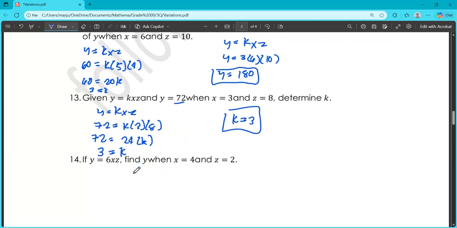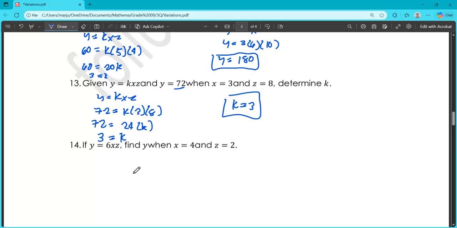14. If y equals 6xz, find y when x equals 4 and z equals 2. So again, it's a simple substitution. y equals, the constant k is 6, x is 4, and then z is 2. So what is this equal to? This is just 6 times 4 times 2, that is 48. So y is actually 48.